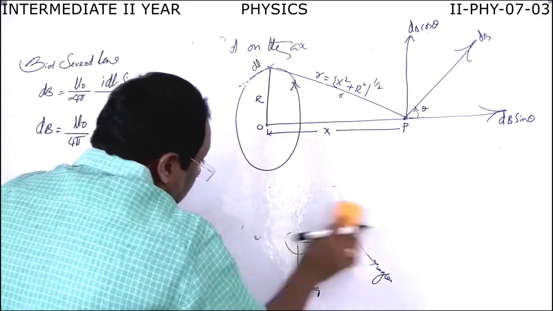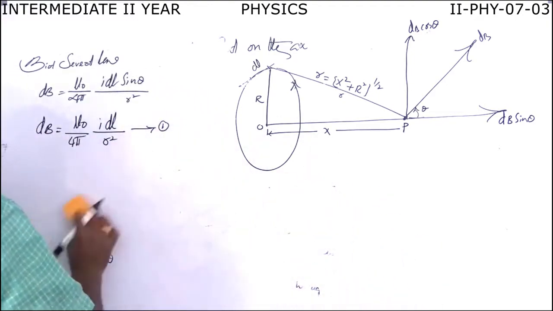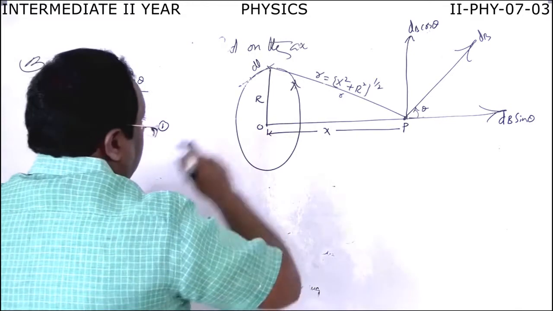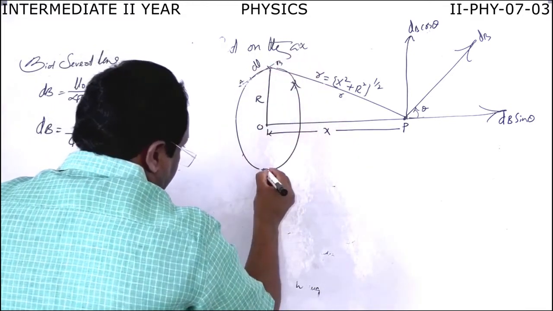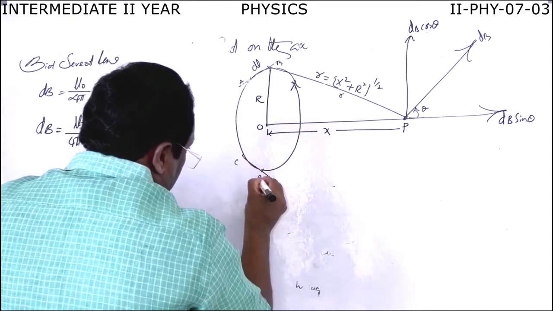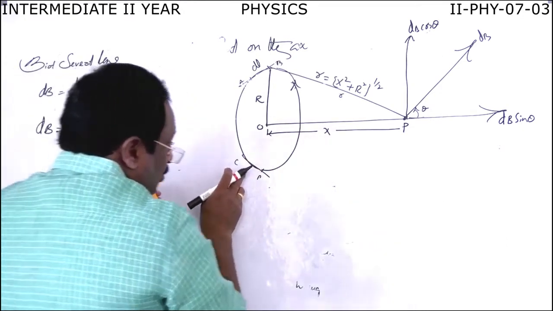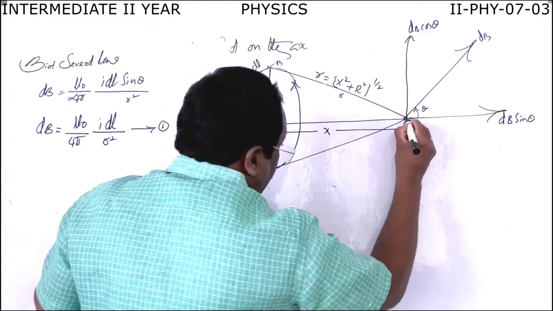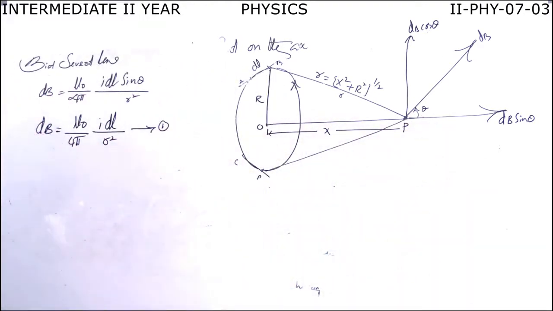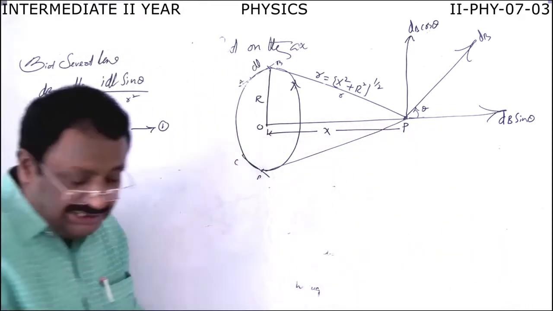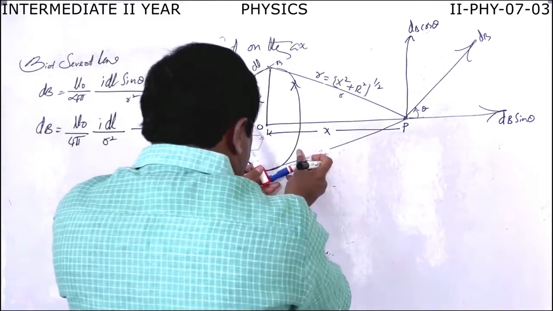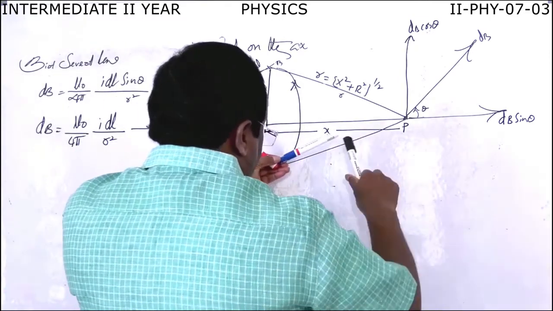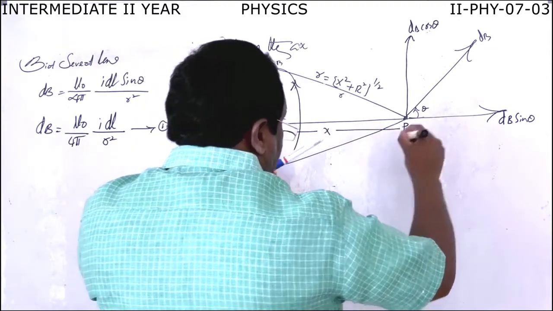Now take another element which is exactly opposite to this. So this is AB. You take another element like this. Now the magnetic field due to this element at the point P is also resolved. Here the direction of the magnetic field is like this. Now this is dl, and this is the position vector. This is the direction of the magnetic field.